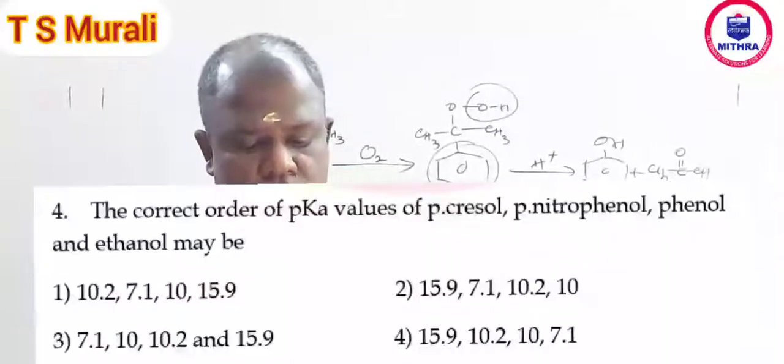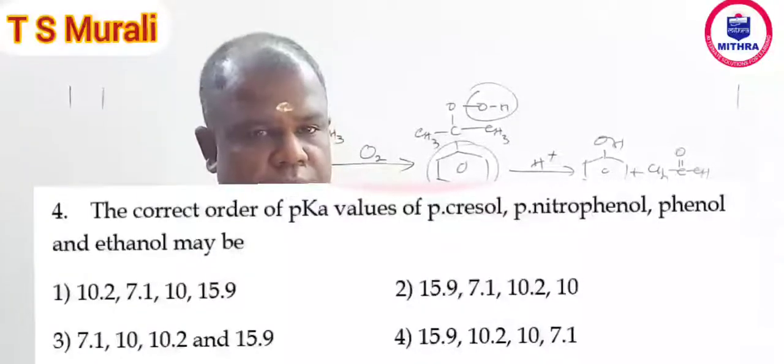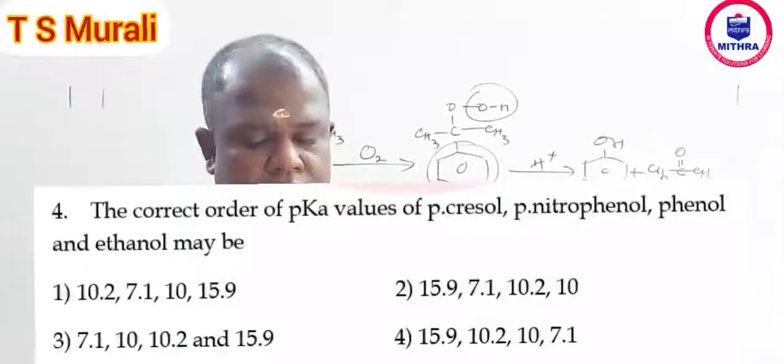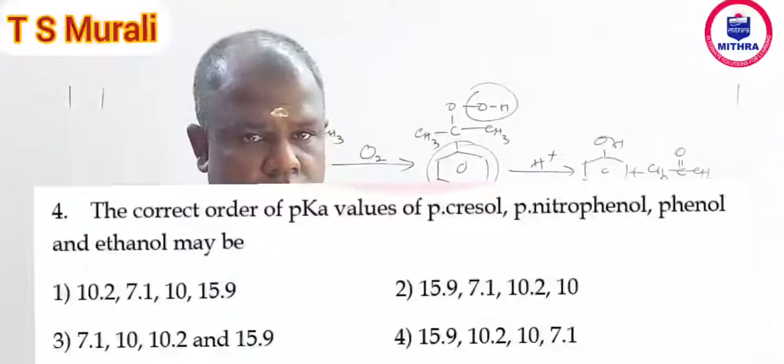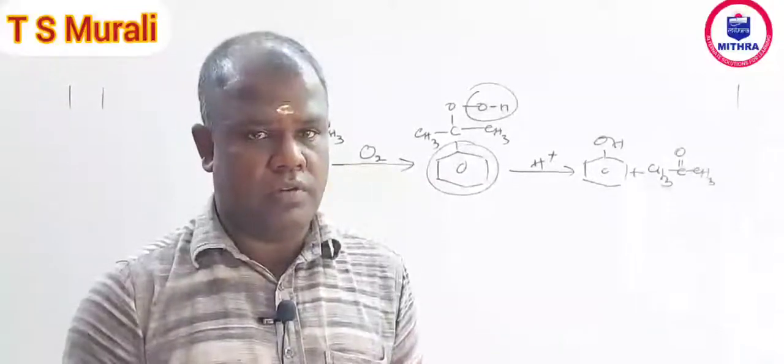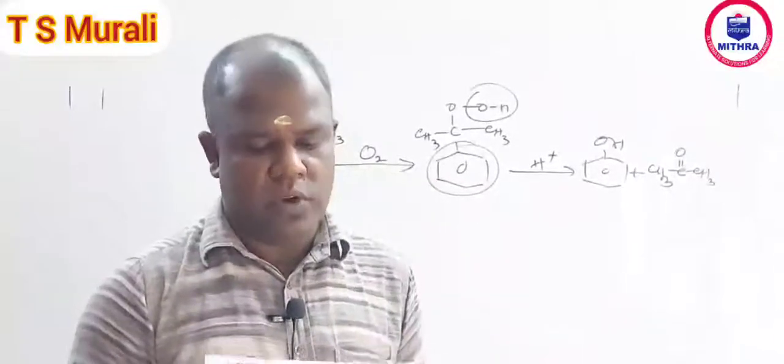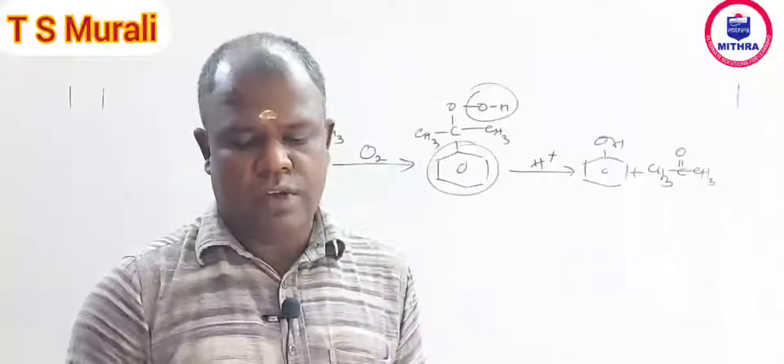Then question number 4, the correct order of the pKa value. pKa is a term indicating acidity. The lesser the value of pKa, the more the acidity. The higher the value of Ka, the more the acidity. When we take the negative log, the value becomes lesser. The compounds are paracresol, paranitrophenol, phenol and ethanol.